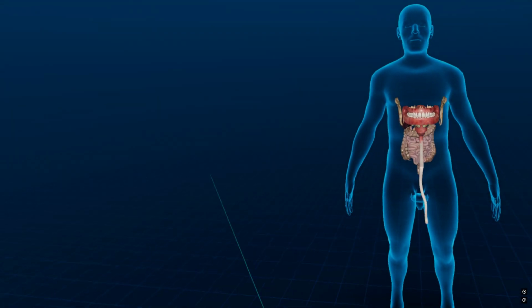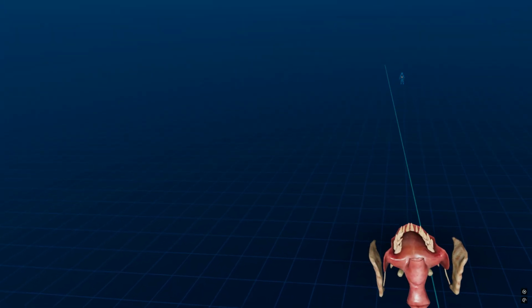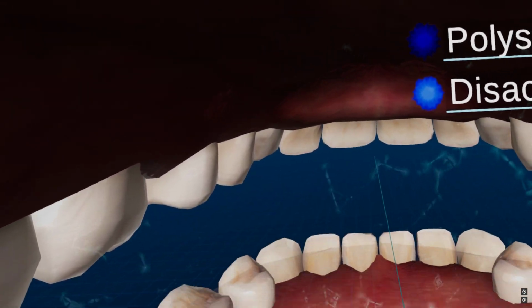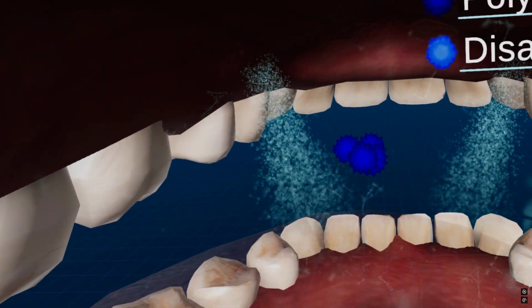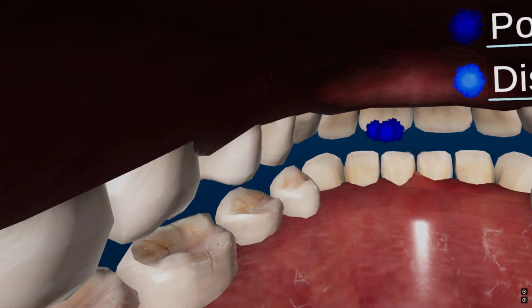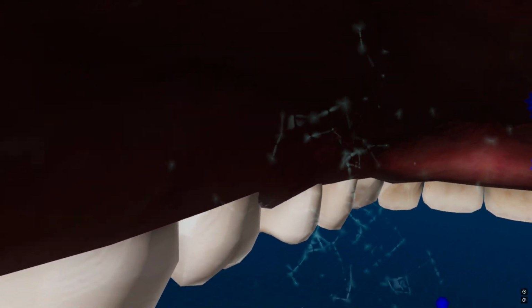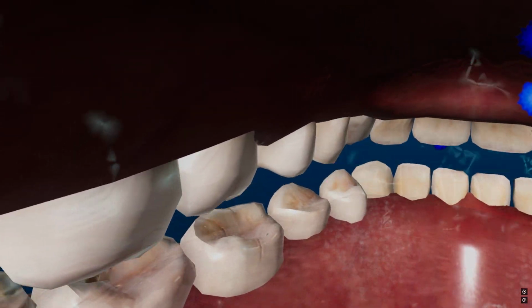Mouth. Carbohydrate digestion starts in the mouth. When you eat carbohydrates such as bread, pasta, and rice, the salivary glands in your mouth produce saliva that contains an enzyme called amylase. Amylase breaks down carbohydrates into smaller molecules called oligosaccharides and disaccharides.